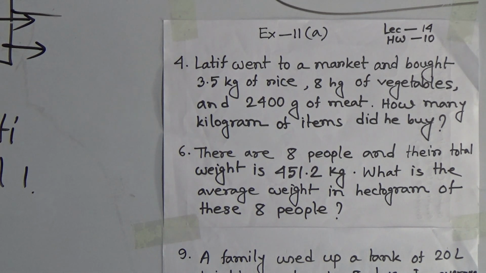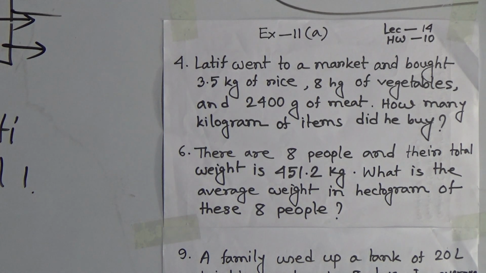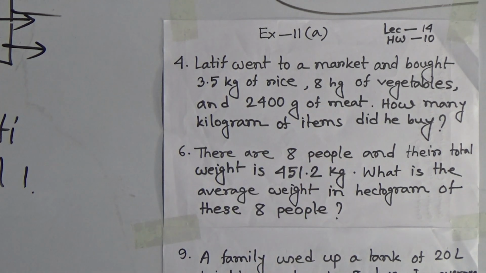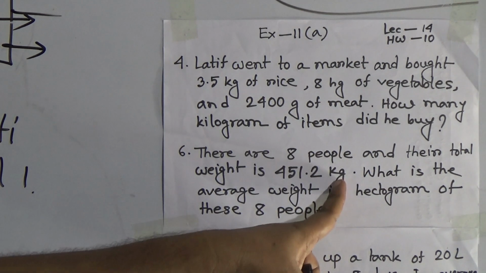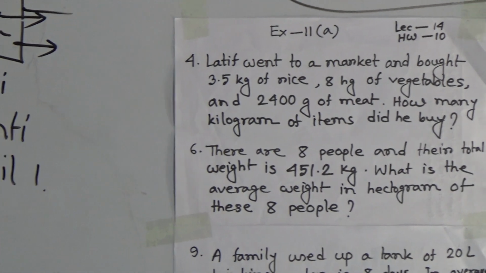We have already learned this average in chapter 8. What is the formula of average? The formula of average is sum of quantity divided by the number of quantity. Here sum of quantity is 451.2 kg and number of quantity is 8 people. So if we divide 451.2 by 8, then we get the average weight. But the question asks us to find the answer in hectogram. So at first we convert this kg into hectogram. After that we divide that hectogram by 8 people and we get the required average weight. Okay, I hope you have understood.